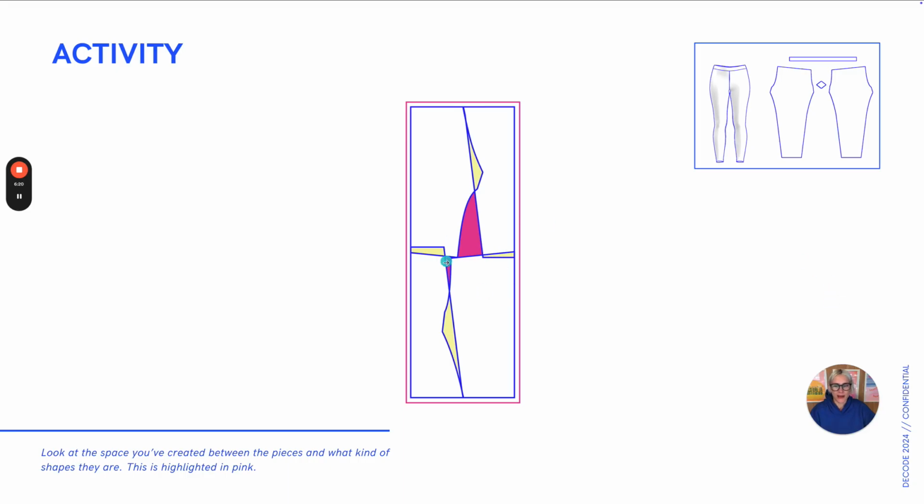As I just mentioned, it's a good idea to highlight these pieces where there is no overlap and there is no pattern. These are the negative spaces that you've created, and we're going to think about what kind of shapes they are. We're going to get into this a little bit more later, but make sure you highlight those so that we know what that space is that we're working with.